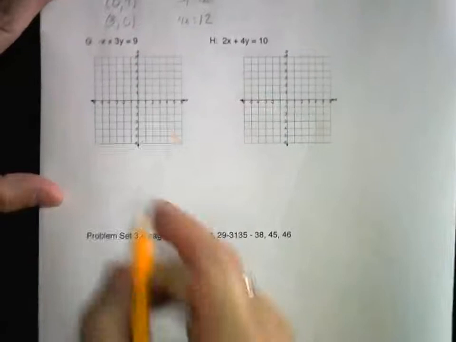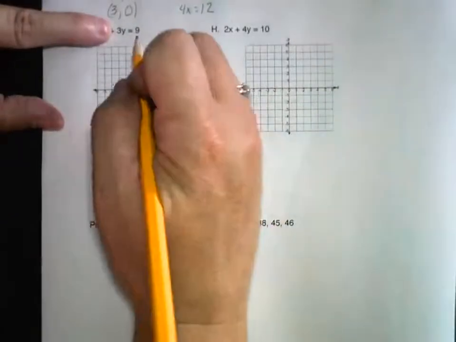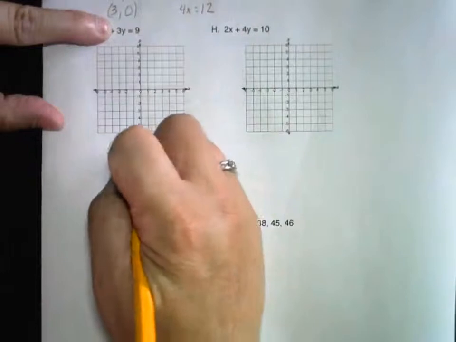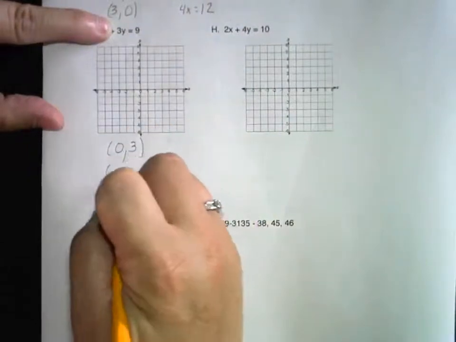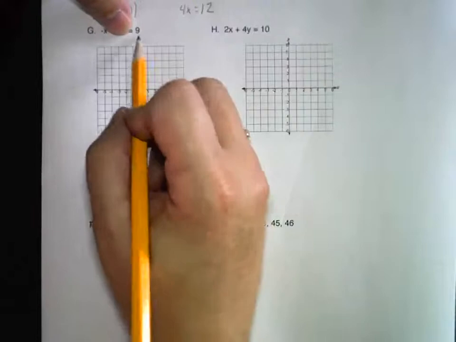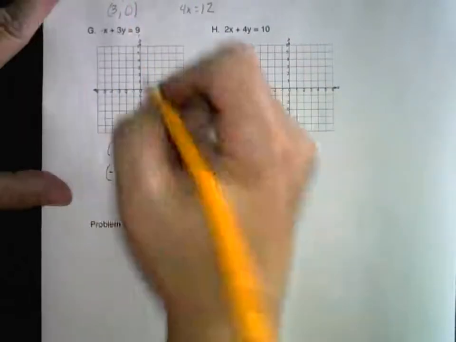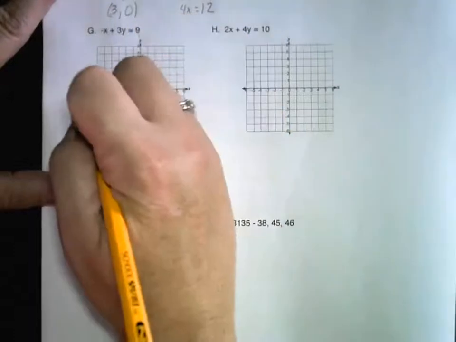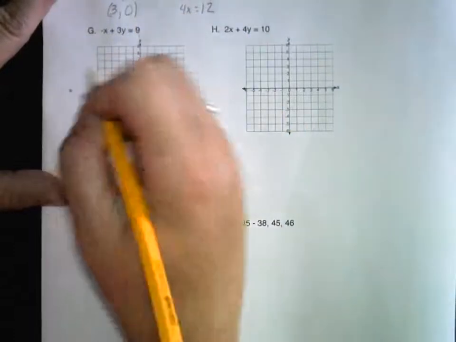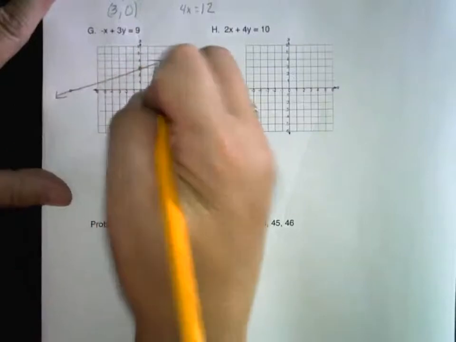Example G, if x is 0, we cover that one up. 9 divided by 3 is 3. And if y is 0, 9 divided by -1 is -9. And again, that one's going to be a little bit off the graph. (-9, 0) would be over there.